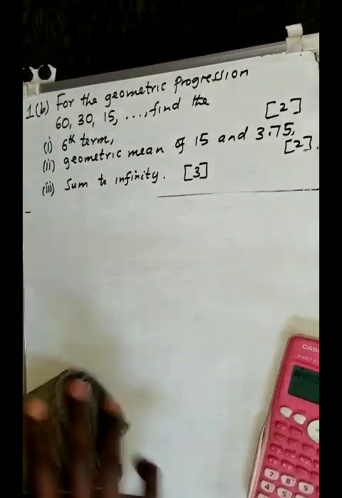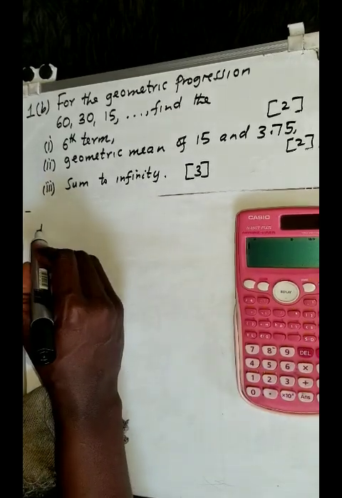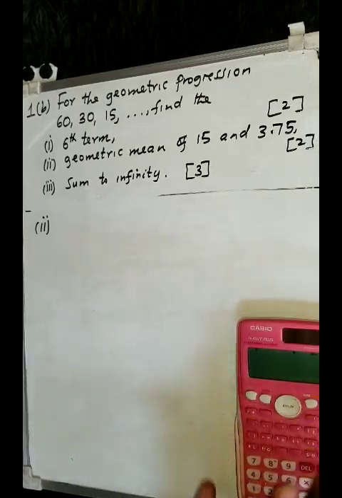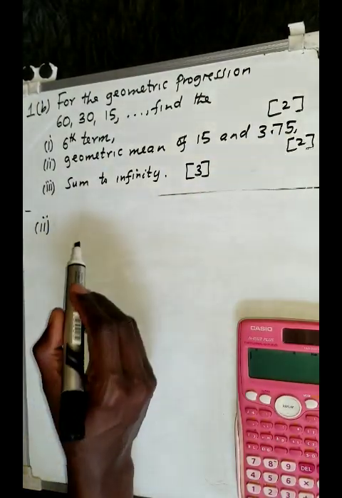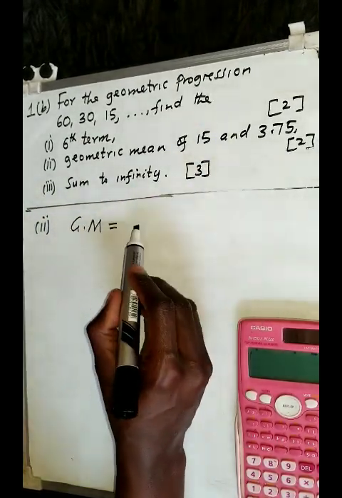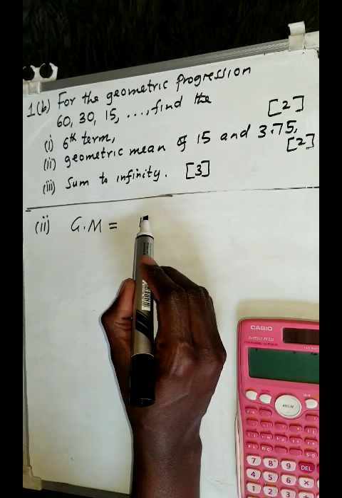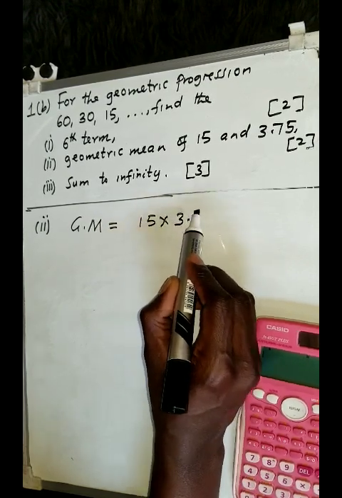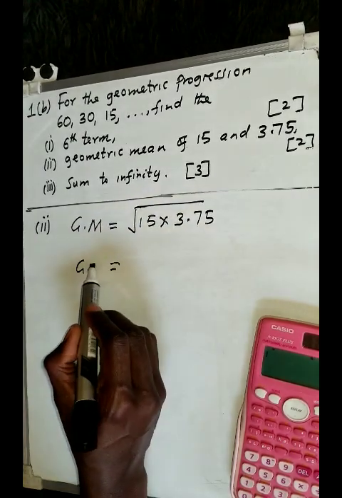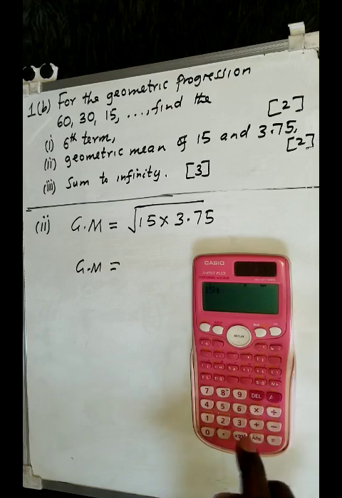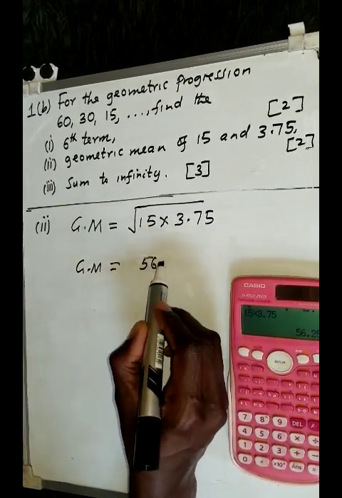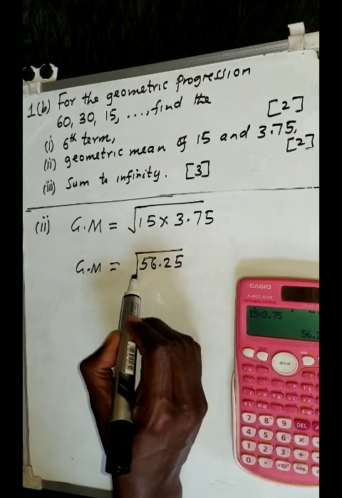Roman 2 there says that we find the geometric mean of 15 and 3.75. That was also 2 marks. To get the geometric mean, the GM, you multiply the two numbers, in this case 15 multiplied by 3.75, then you find the square root of what you get. So 15 multiplied by 3.75 is going to give me 56.25, but we find the square root of this.